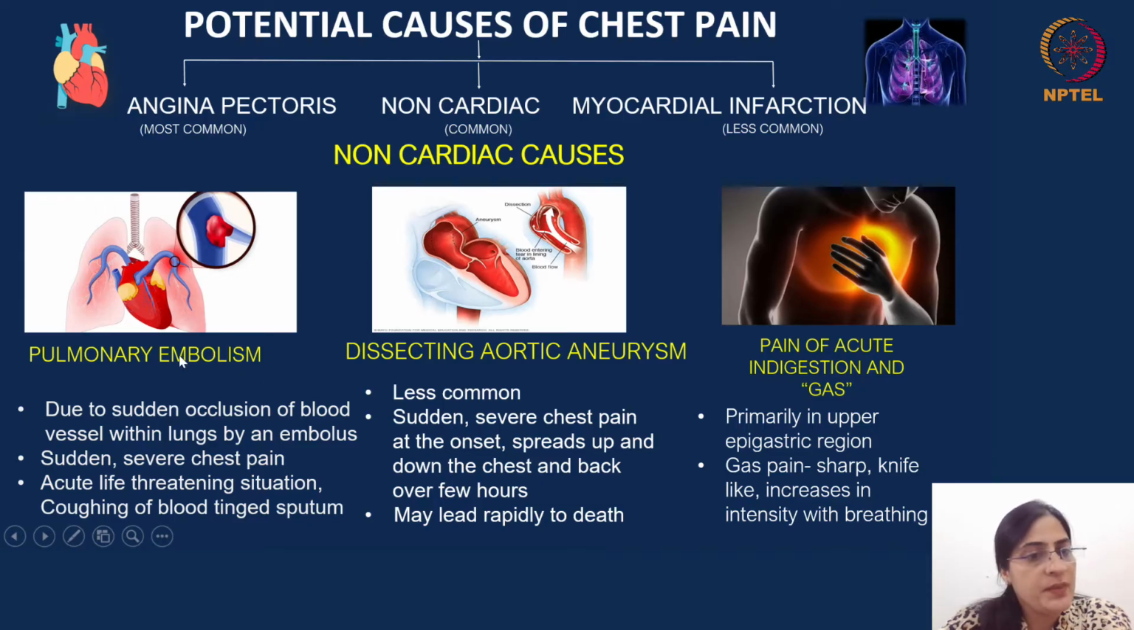death. Less common, another non-cardiac cause is pulmonary embolism due to sudden occlusion of a blood vessel within the lungs by an embolus which is thrown out or broken off from deep veins. The pain is sudden, it is severe, it is an acute life-threatening situation and accompanied with coughing of blood-stained sputum.